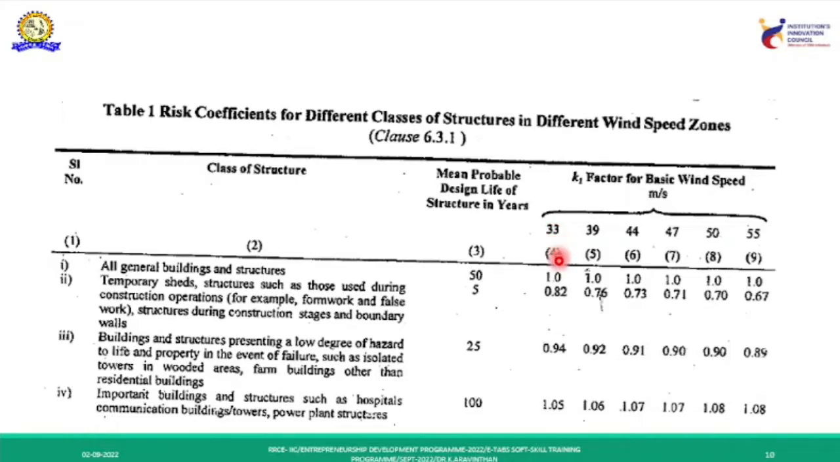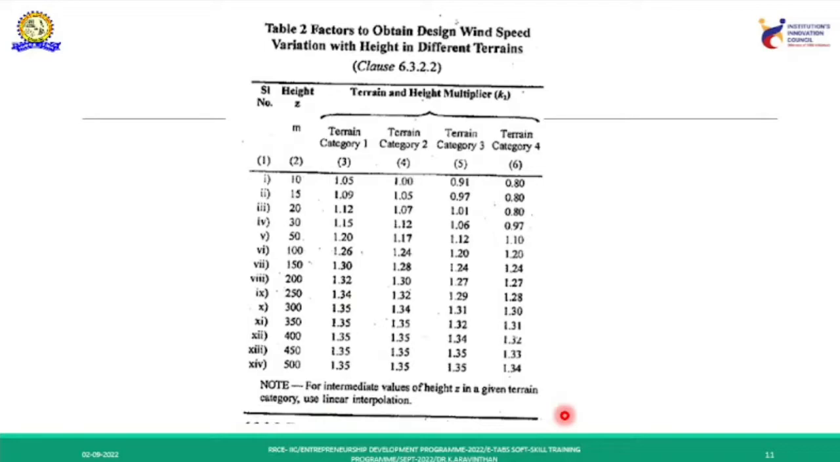For that respective value, you have to take the wind speed. The K1 factor is taken as 1 for general structures. And for different structures, if your risk is much higher, the factor is multiplied by 1.05. So according to this risk, you have to take the risk factor. This is a constant.